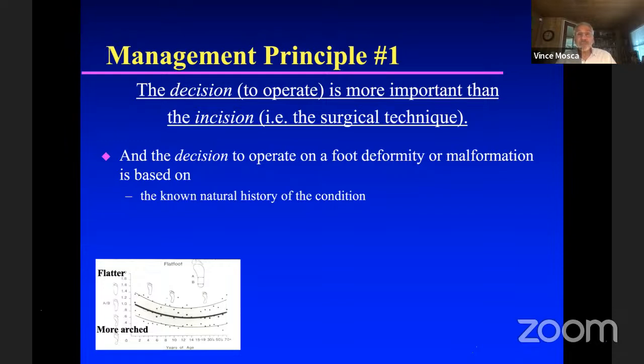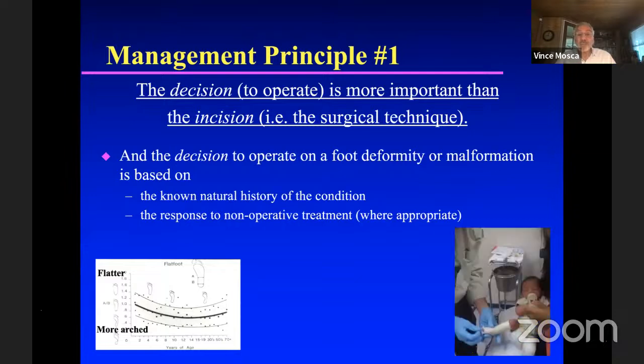Some healthcare providers operate on all flat feet, but there's no indication for that for a lot of reasons, not the least of which is that a lot of those flat feet in 3-year-olds are going to be arched feet in 13-year-olds. The next thing to consider before deciding to operate is, how does the foot deformity respond to non-operative management?